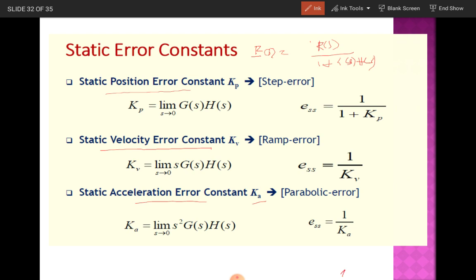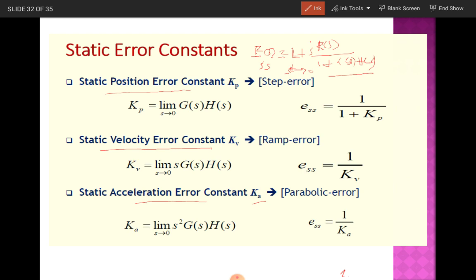So from the error expression E of s, the steady state error ESS is the limit as s tends to 0 of s into R of s divided by 1 plus G of s H of s. In this expression, the static error constant is nothing but this limit as s tends to 0 of G of s H of s, the open loop.